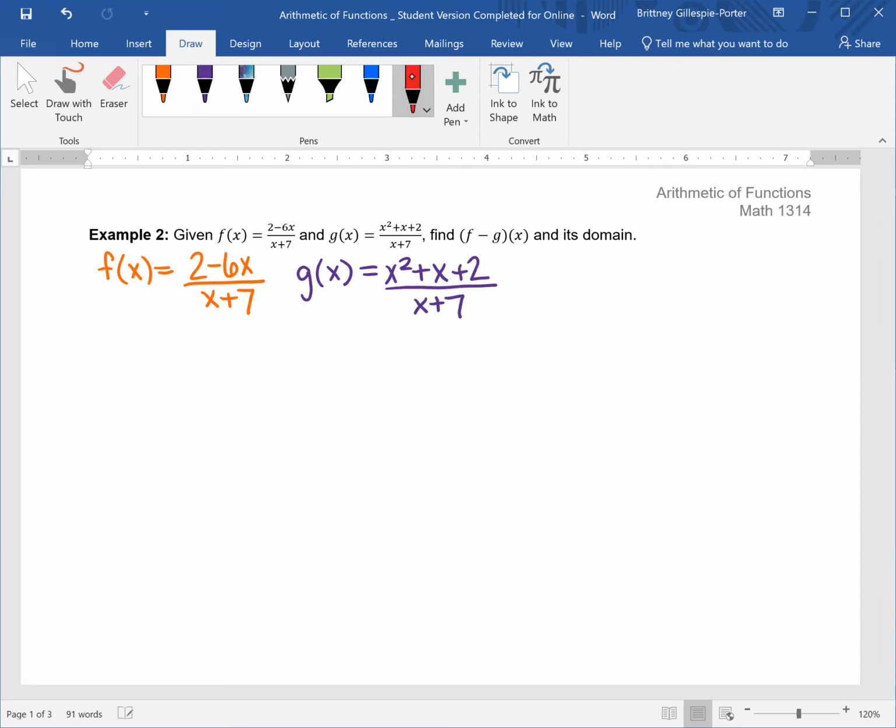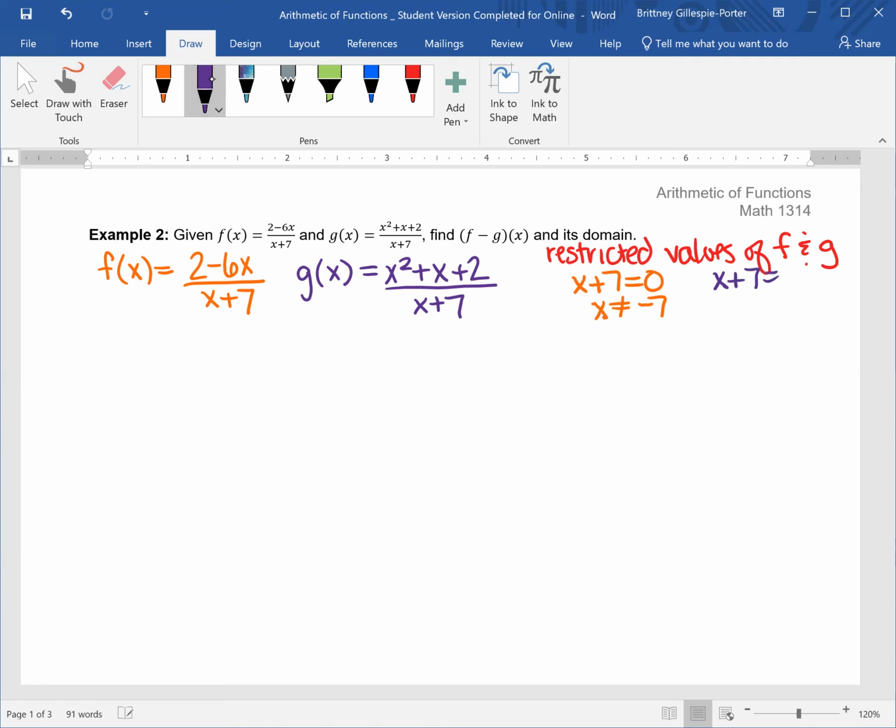Since we're working with rational functions starting out, let's go ahead and find our restricted values of both f and g. So if we find the restricted value for f, take the denominator equal to 0, we find out that x cannot be negative 7. We take g of x denominator, and again, we get to the same number because we have the same denominator. So we find the restriction that x cannot be negative 7.